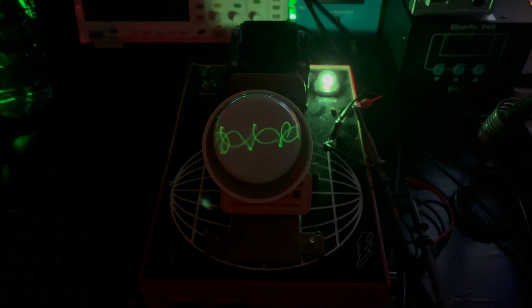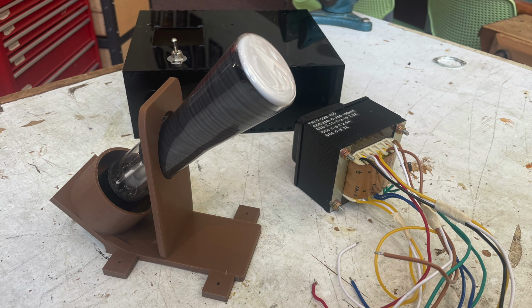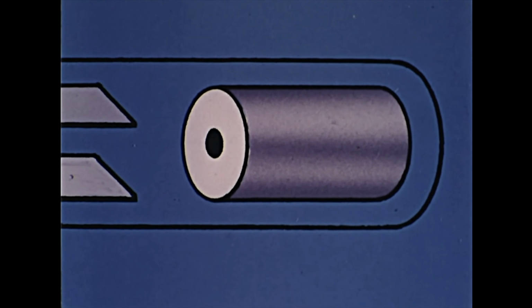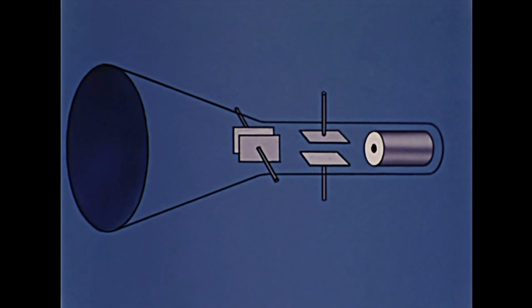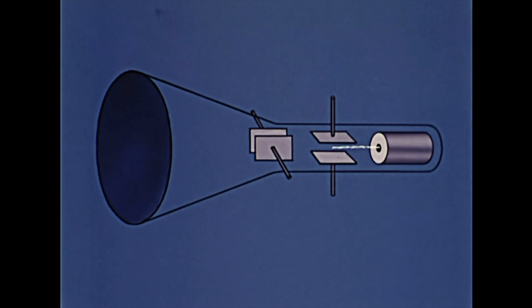Functionally, this is not a modern oscilloscope. There's no triggered sweep, no calibrated time base. It is a direct display of voltage as motion. The CRT consists of three main parts: the electron gun, deflecting plates, and a luminescent screen. Electrons are emitted from a thermionic cathode and accelerated by high voltage.